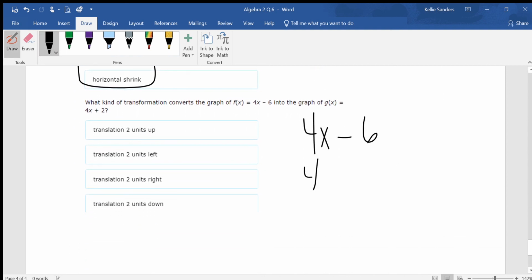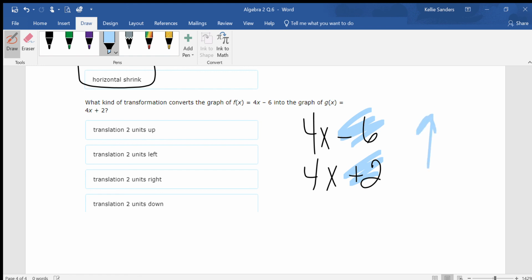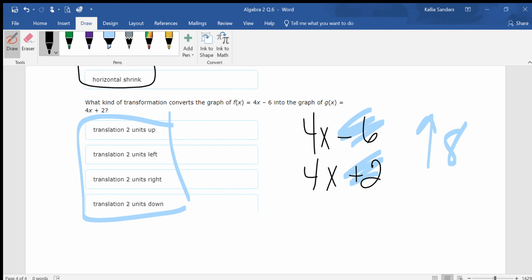4x minus 6, 4x plus 2. Now, I put this one on here for a very good reason, because whenever I first did it, I'm like, okay, well, that went from negative 6 to a positive 2, so it went up 8. Well, looky here. None of those say 8. Yes, it did go up 8, but we have to think about it a different way because that wasn't our option.